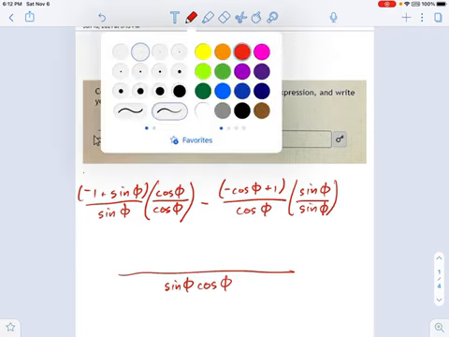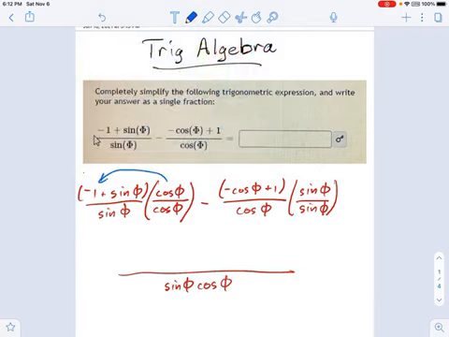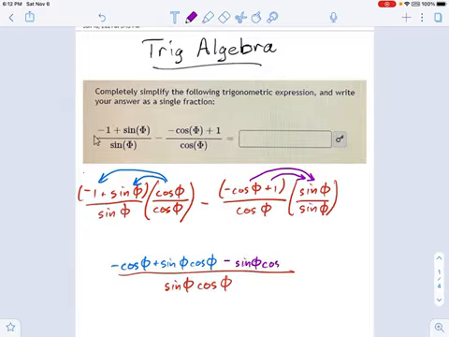Now, let me switch to a different color here. I'm going to multiply cosine against these two terms. And we get negative cosine phi plus sine phi cos phi. And over here on the right, let's take a look at this and multiply both of those terms against sine. So we get negative sine phi cos phi and plus sine phi.